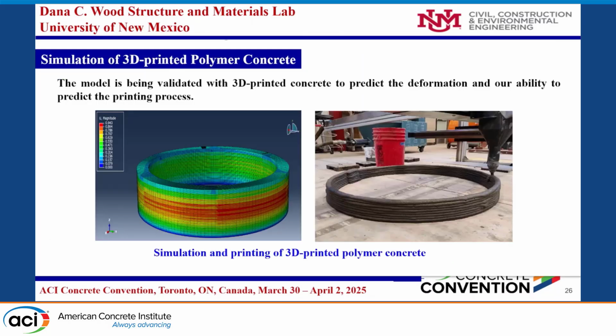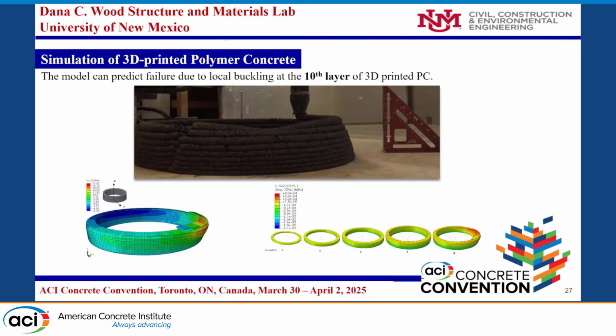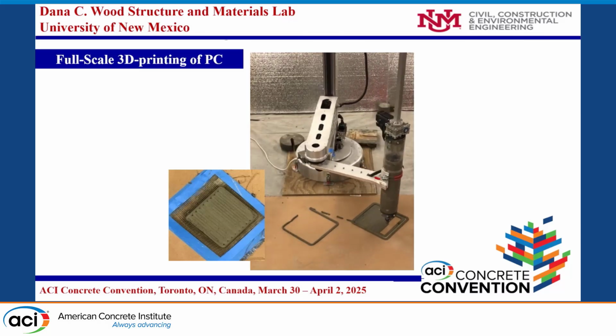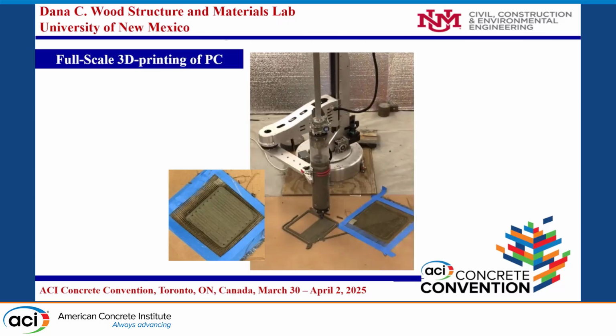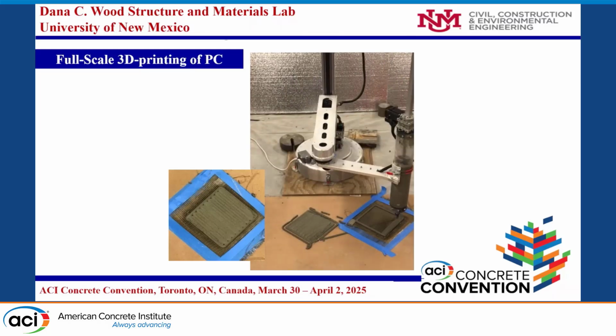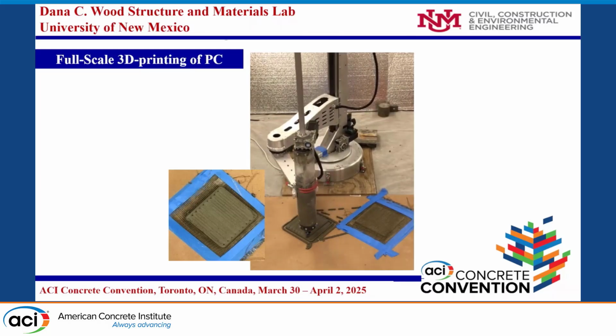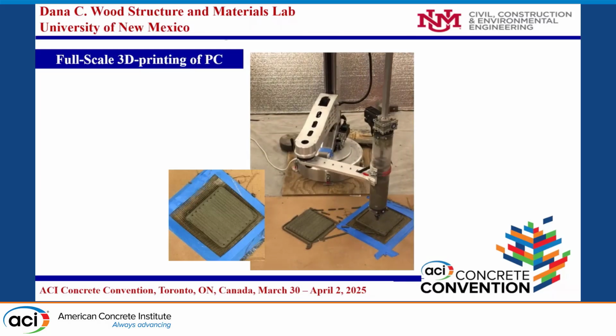So we 3D printed the circular tank to check if the numerical simulation gives us the predicted results. And we can see that the numerical simulation predicted a failure at the 10th layer, which we already got in the experimental work. And then after simulating and predicting failure and everything has been done, we 3D printed a full-scale polymer concrete structure. Here we are doing it with fiber reinforcements.